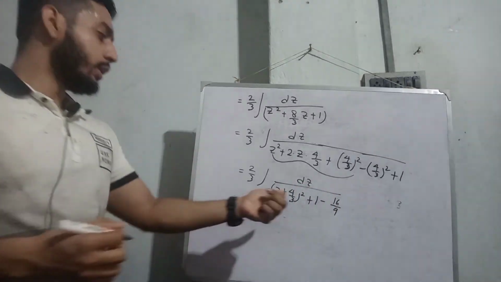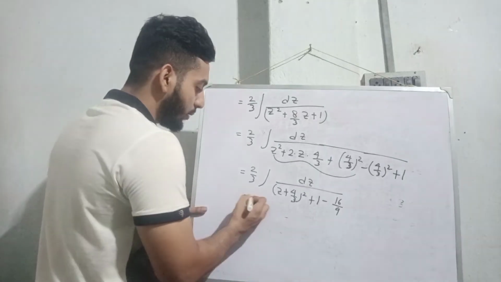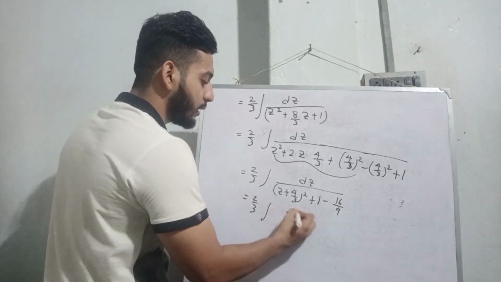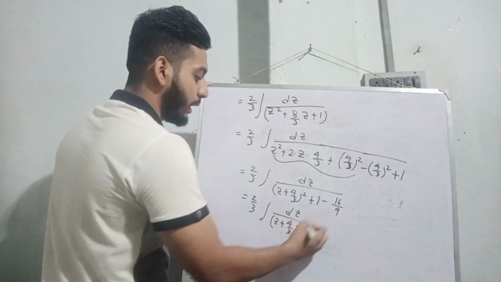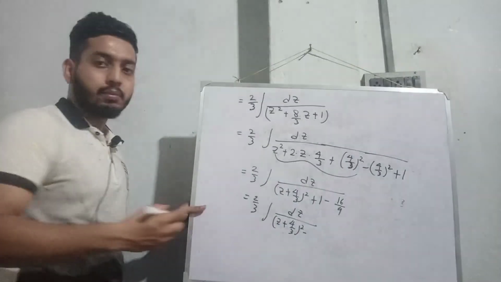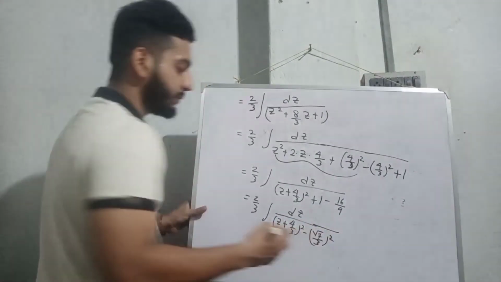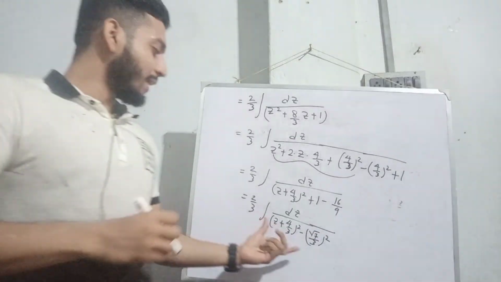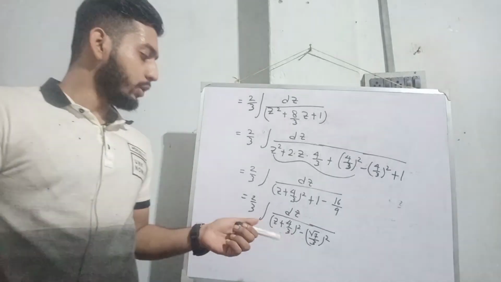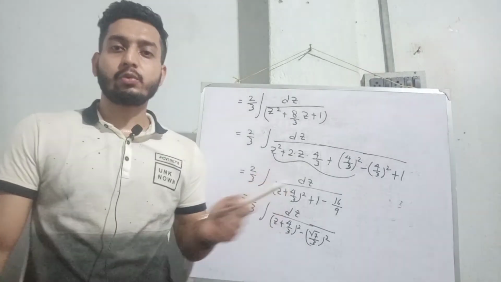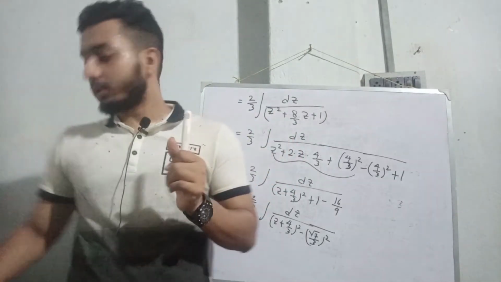Now try to calculate it. It will become minus 7 by 9, that is 2 by 3 integration of dz by z plus 4 by 3 whole square, minus 7 by 9, that is root 7 by 3 whole square. So it is of the form 1 by x square minus a square. So we know the formula: integration of 1 by x square minus a square is 1 by 2a log of x minus a by x plus a.